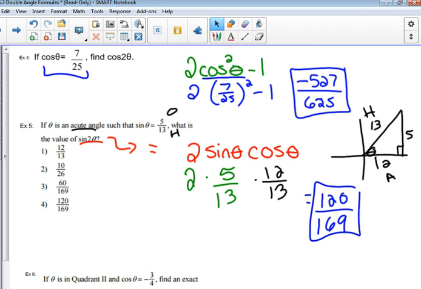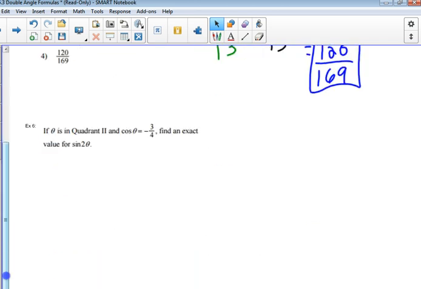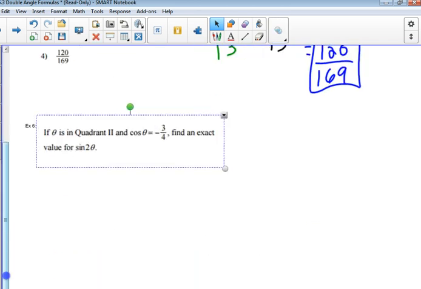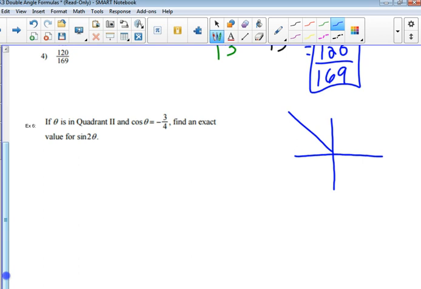How are you guys doing so far with filling them in? Not too bad, hopefully. Alright, let's see if you guys can try out example 6. Okay, notice they give you guys, you're in quadrant 2 this time. Oh, this is tough.